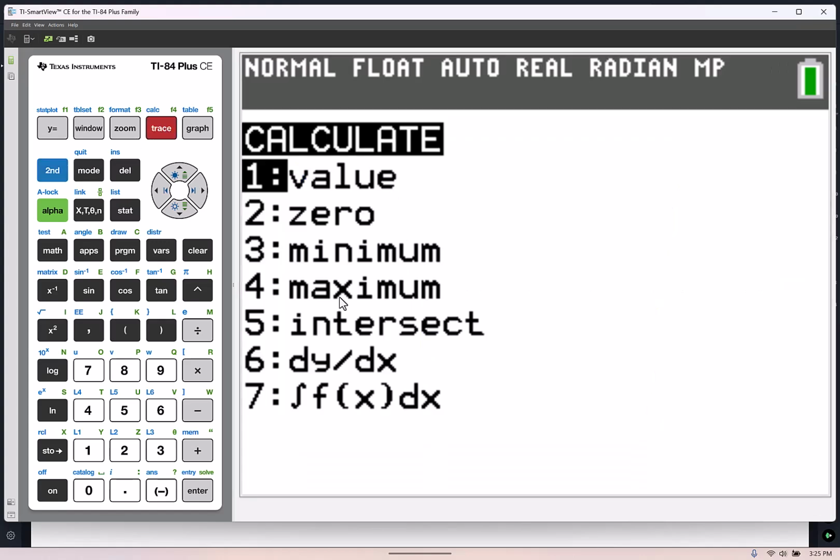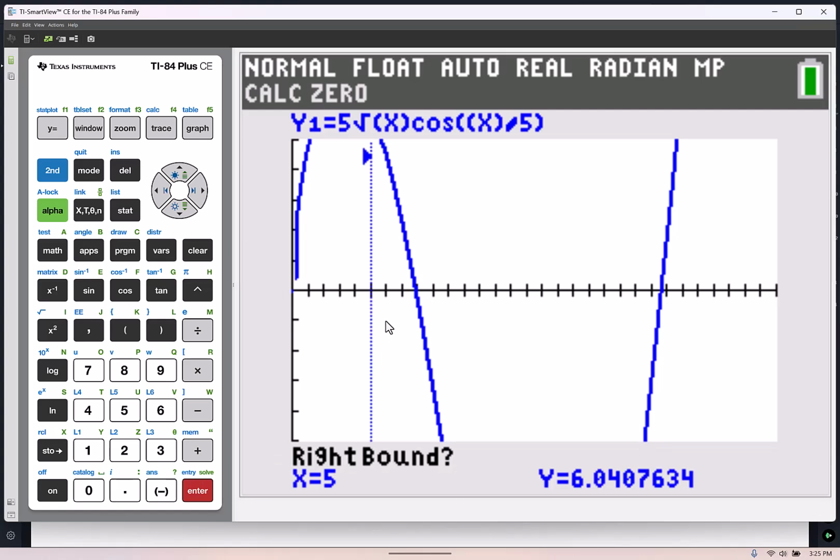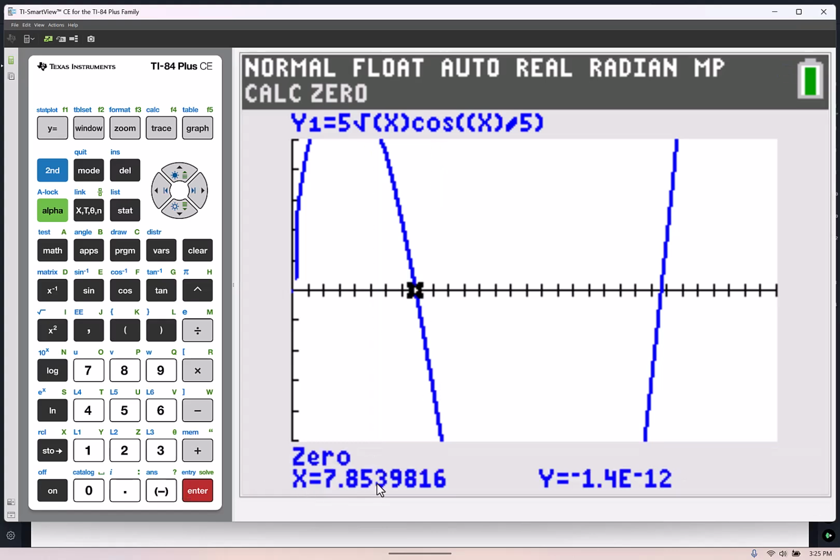Second, calculate number 2. I want a zero between 1, 2, 3, 4, 5. I'm going to play 5, 6, 7, 8, 9, and 9. So guess between those two, enter. There it is, 7.85. That's where I have my max.